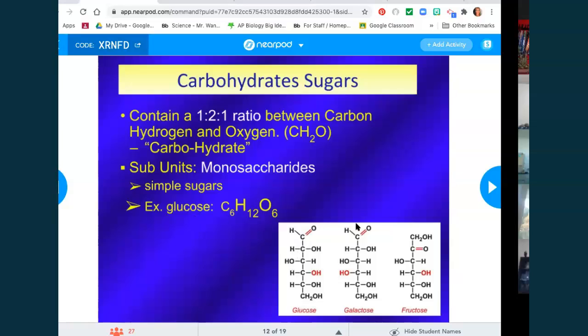So they all have the basic structure here. See, they have 6 carbons, 12 hydrogens, and 6 oxygens, but they might be arranged differently. So we can see here, this group is in a different position. This OH is in a different place. The OH is called hydroxyl, just to make it easier to talk about. The double bond O is called carbonyl. So I can say what's different is the position of the carbonyl and the position of the hydroxyl on the fourth carbon, okay?